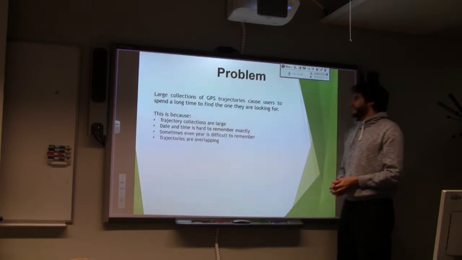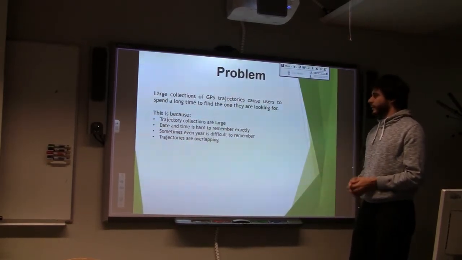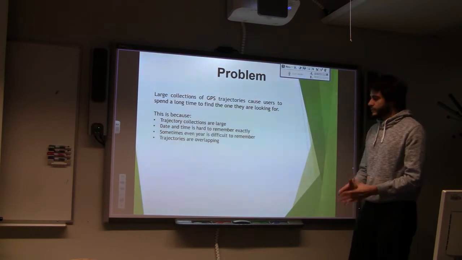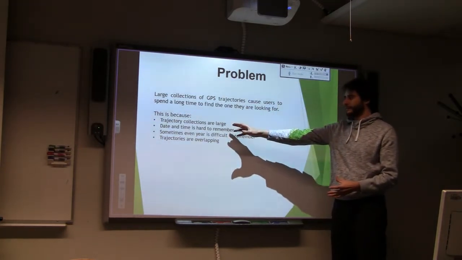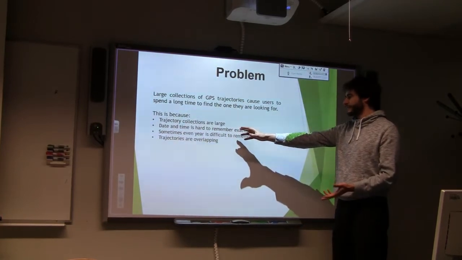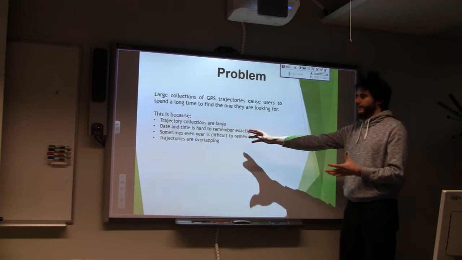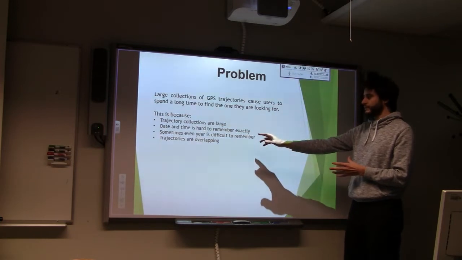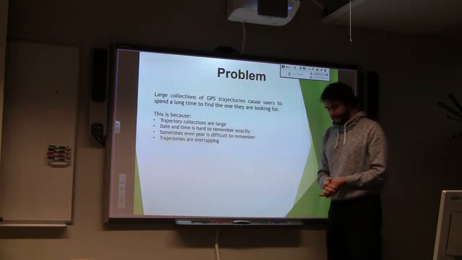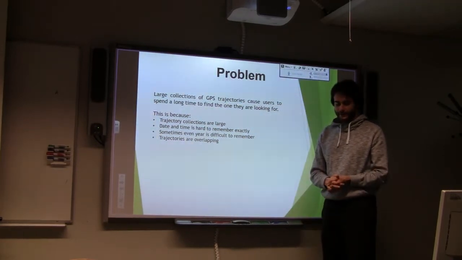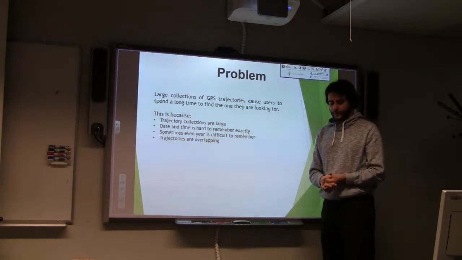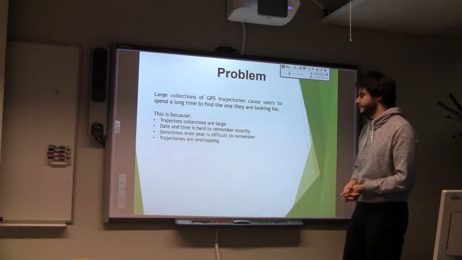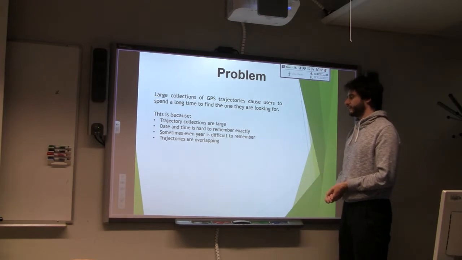In large collections of GPS trajectories, users spend a long time looking for one trajectory that they have in mind. This is mostly because trajectory collections are very large. They are growing all the time. People always collect these trajectories. They may not remember the exact day and time that they recorded some trajectory, and sometimes they don't even remember the year. For example, if you go cycling maybe 2 years ago with a friend, you maybe don't remember if it's 2 years ago or 3 years ago. So it can be very hard to find a specific one, and trajectories are sometimes overlapping.